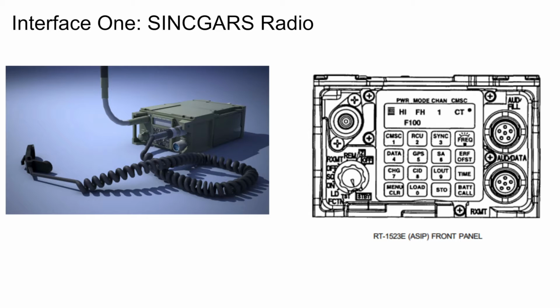The first interface we're going to take a look at is the ASIP Syncarse radio, which is a common radio found in the United States military to communicate between forces on the ground and with relatively low flying aircraft. You can take a look at the interface, the front facing panel. It's quite confusing to look at, and kind of counterintuitive when you're trying to operate it.